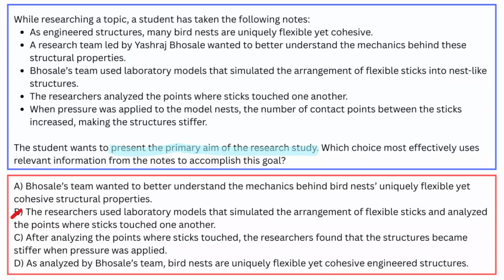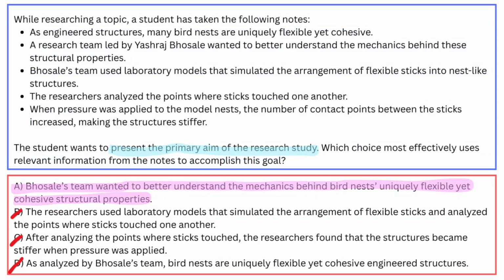Answer choice C, same idea. They found this is a result that they found when they did the experiment. It's not what they wanted to understand. And it's the same thing with answer choice D. That's another result of the experiment. So I haven't even looked at the notes yet, and I can tell you that A is probably the correct answer. And if you went back and read the notes, you'd see that I'm right.